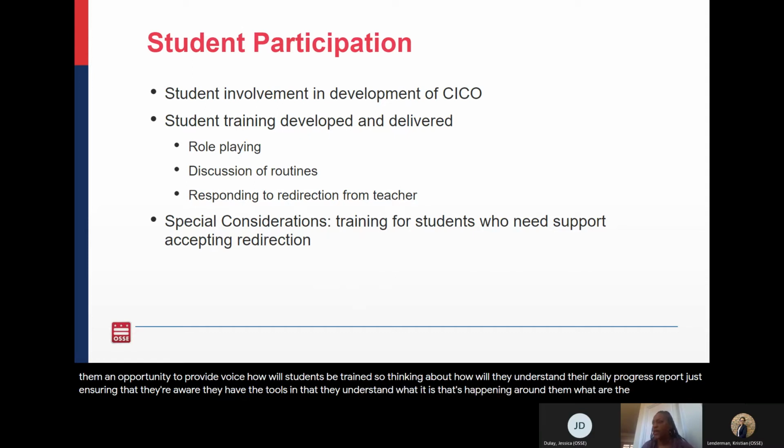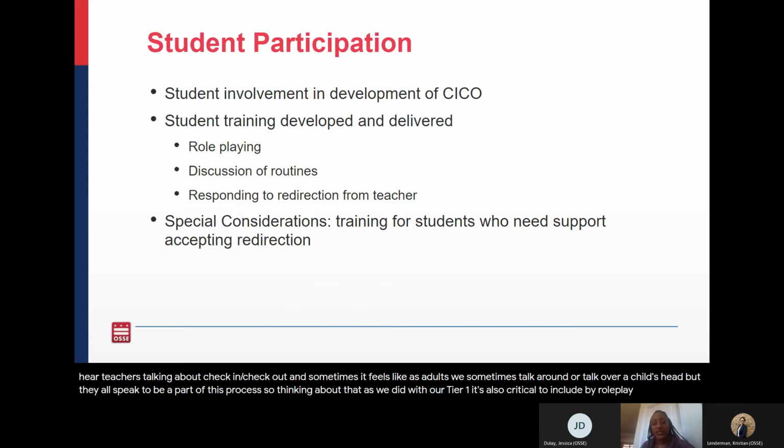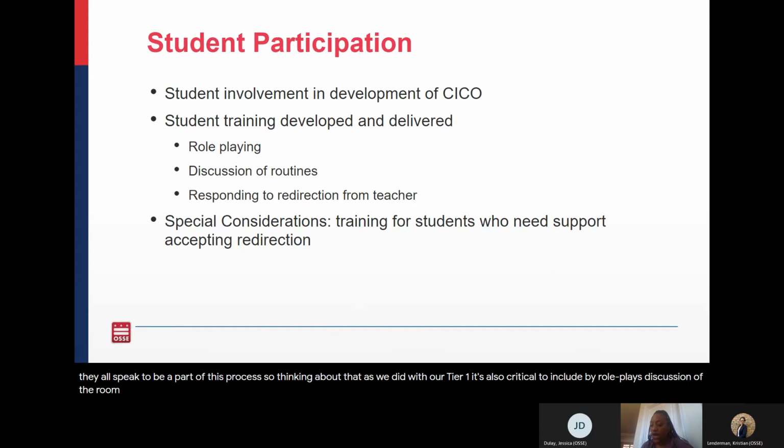What are the teachers doing? I hear teachers talking about check-in, check-out, and sometimes it feels like as adults, we sometimes talk around or talk over a child's head, but they also need to be a part of this process. So thinking about that. As we did with our tier 1, it's also critical to include role plays, discussion of the routines, and then also thinking about what are those responses to being redirected.